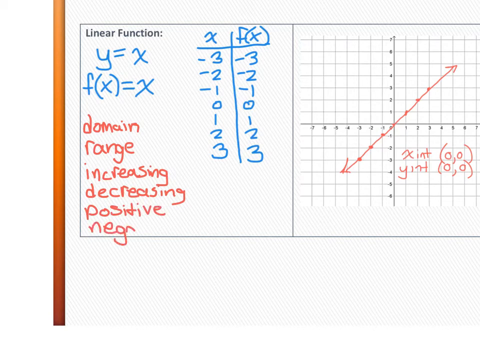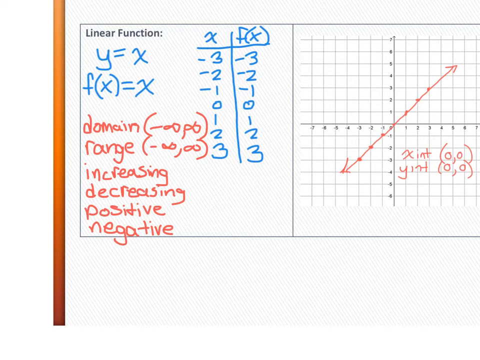So from the domain perspective, there is nothing limiting our inputs whatsoever. So we can go from negative infinity all the way to positive infinity. And of course we can't touch infinity, so those will be open on either end. I'm going to only write interval notation here in the interest of space. Likewise, our range is completely unlimited. So from an output perspective, we can go from negative infinity to positive infinity.